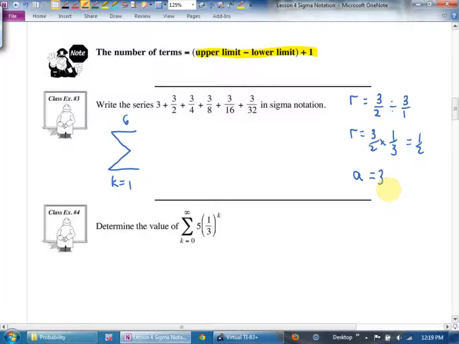Pens down, look up. Remember this? Remember that from three lessons ago? It still works. That's the easiest way to set up a series and write it in sigma notation. Use the A R to the N minus 1 as your template. But Kelvin, to do that, make sure you start from 1 and go to 6.